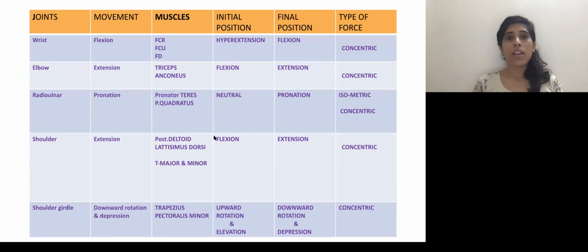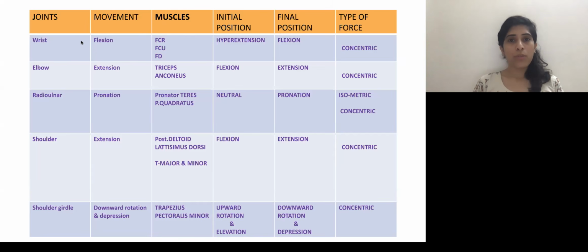So now we'll see the activities of the muscles in this whole movement, and at individual joints which movements will occur from the initial to the last phase and which muscle has to work. In this table, you all can see I have mentioned the joints, movements, which muscle has to work, initial position and final position, and the type of muscle force.